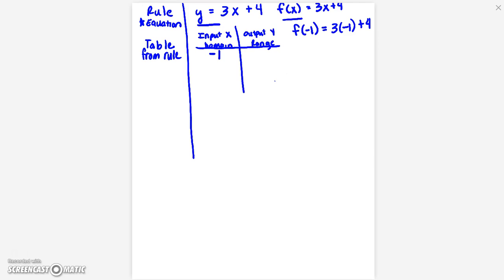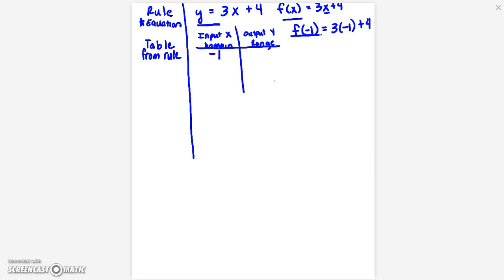So when you see a question like "find f of 3," what that means is wherever you see x, you're going to substitute in that number. This is f of -1, so wherever I see x, I'm going to substitute in -1. Now, you don't have to do any math for this. This is just telling you what you're doing, or telling somebody else what they're doing.